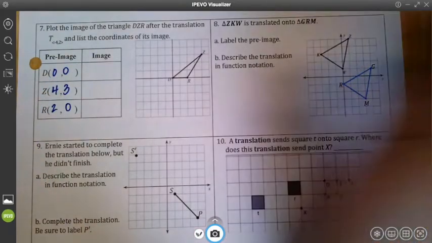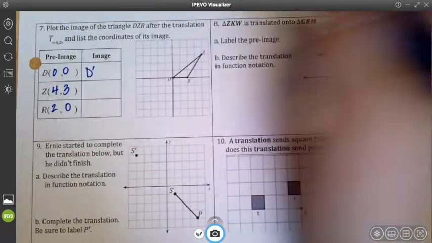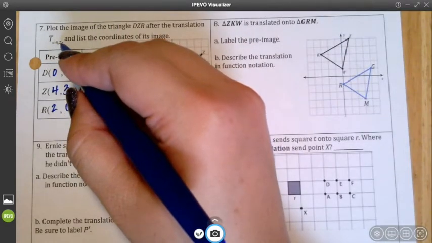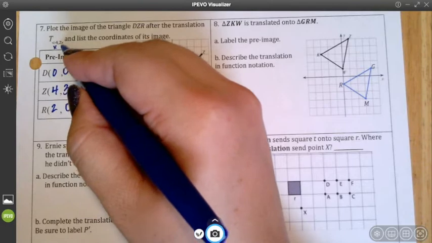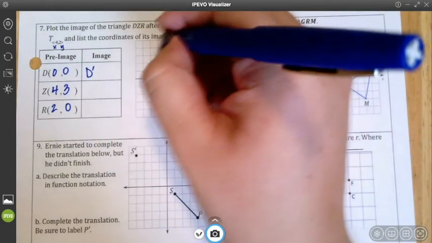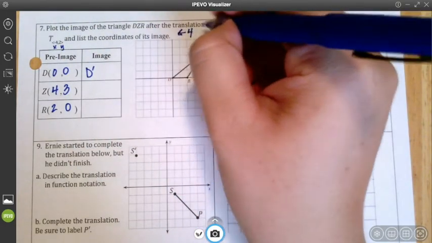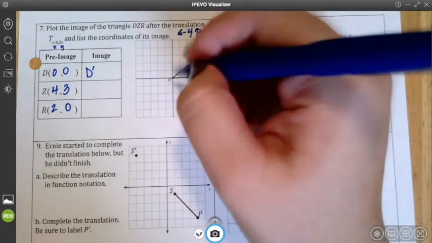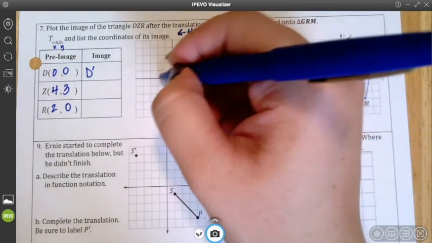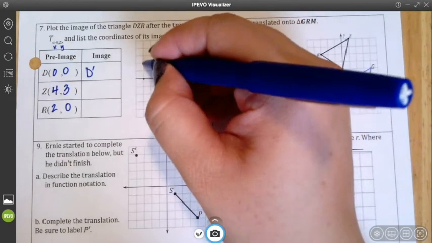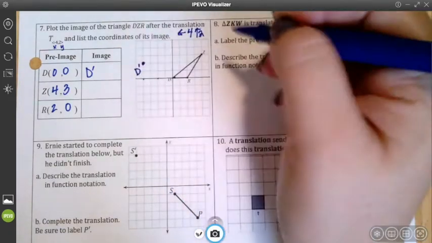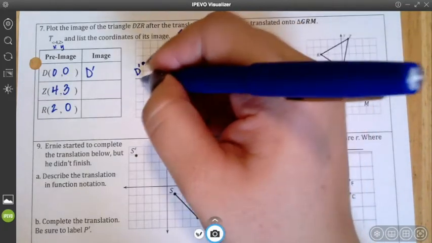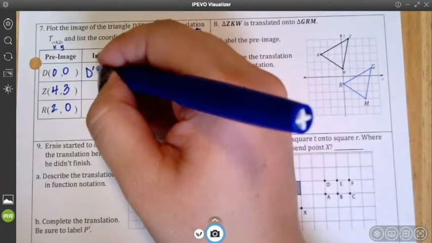To find our new points, D prime, I'm translating it by -4, 2. So this is X direction, Y direction. -4 is 4 units to the left, and 2 is 2 units up. So if I take D, move it 4 units to the left and 2 units up, there is D prime. And the coordinates there are at -4, 2.